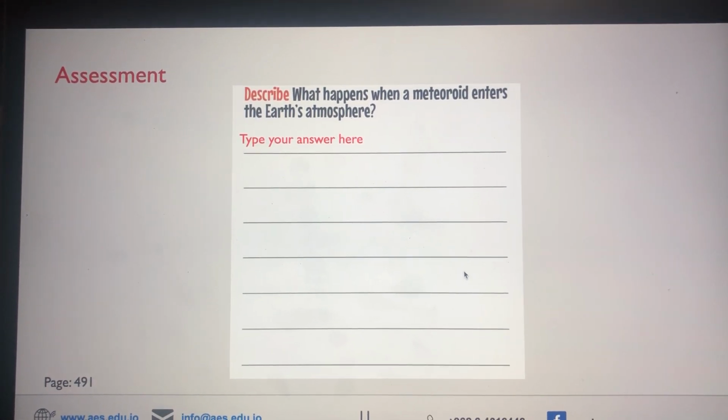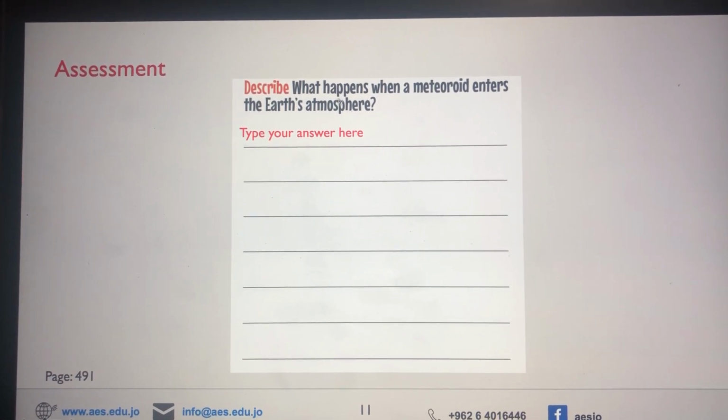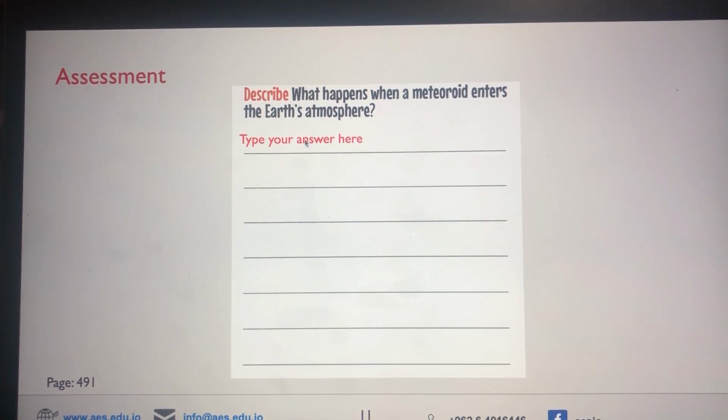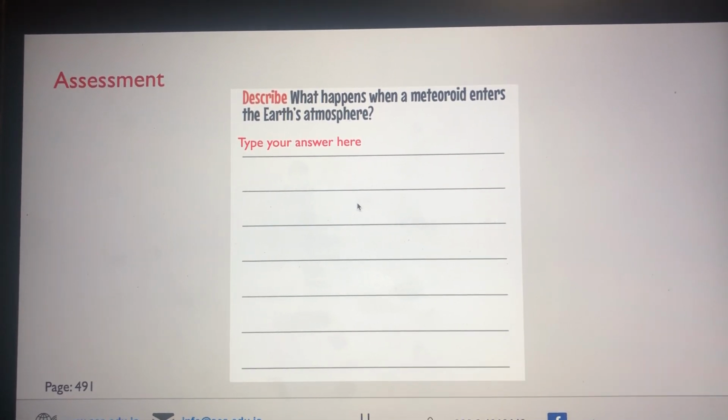On page 491, you will find a question that asks, what happens when a meteoroid enters the Earth's atmosphere? Please type your answer here.